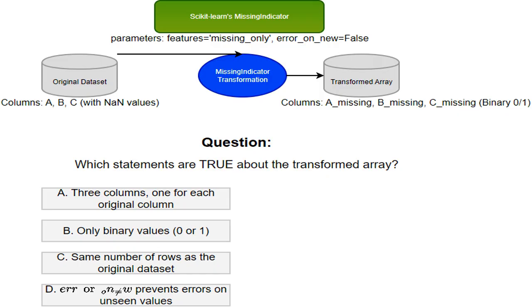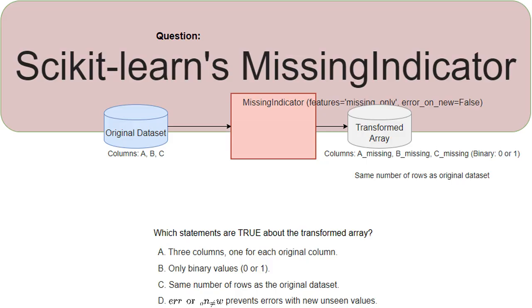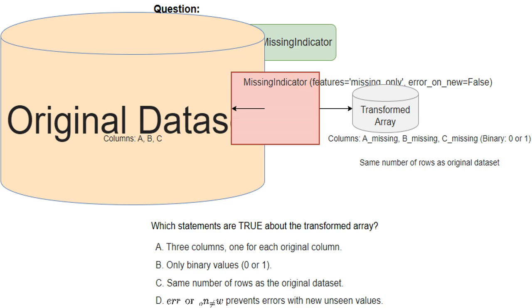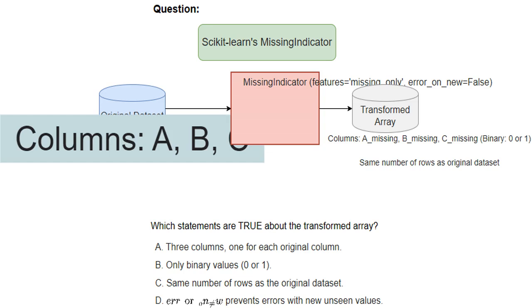Pretty straightforward, right? I'm using scikit-learn's MissingIndicator, a tool that helps me deal with missing data in my dataset. It's a powerful feature. This is my starting point, the dataset I'm working with. It has columns A, B, and C, and some of the values might be missing. My dataset has 3 columns named A, B, and C. Each column represents a different variable or feature in my data.